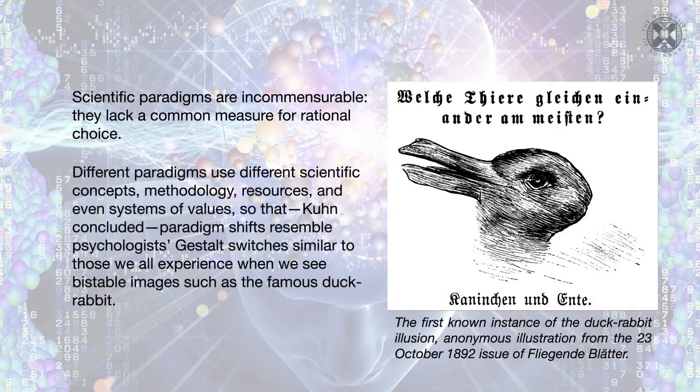Different scientific paradigms use very different theories, very different concepts, but also different experimental and technological resources and systems of values, so that whenever we have a paradigm shift, we experience something similar to what psychologists call gestalt switches, like those that we're all familiar with, as in the case of famous bistable images, such as the duck-rabbit. We will go back to Duhem, the problem of underdetermination of theory by evidence, Kuhn and the rationality of theory choice, in our session on dark matter and dark energy, where we discuss whether current cosmology is undergoing a possible paradigm shift.